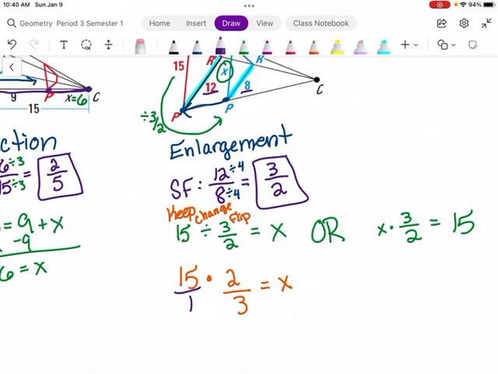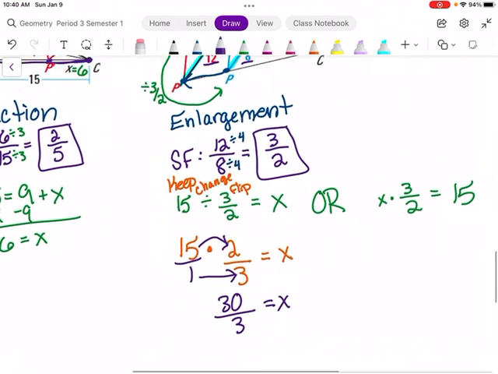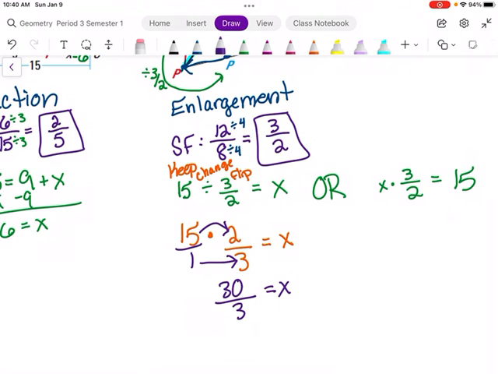And then once you have this, you just multiply. So you would take 15 times 2, which would be 30, and 1 times 3 is 3. And once you're there, you just simplify. 30 divided by 3 is 10.